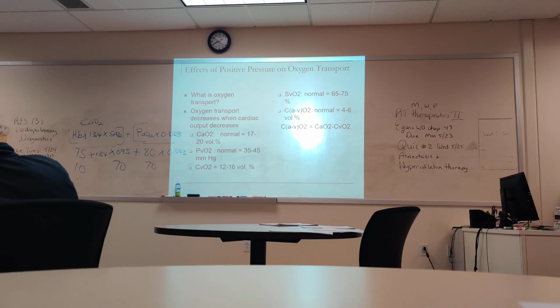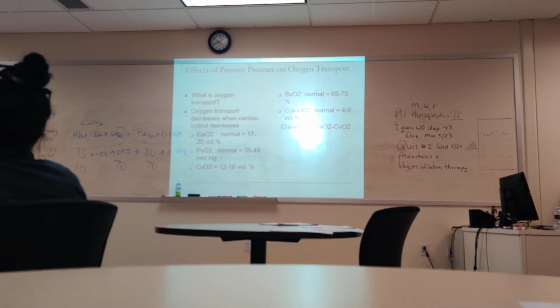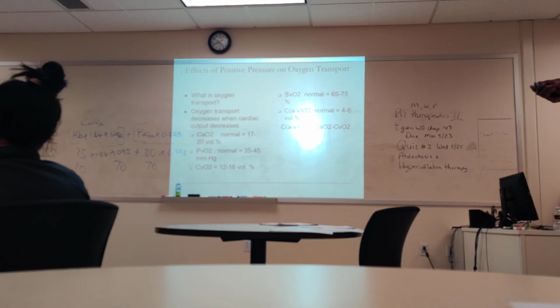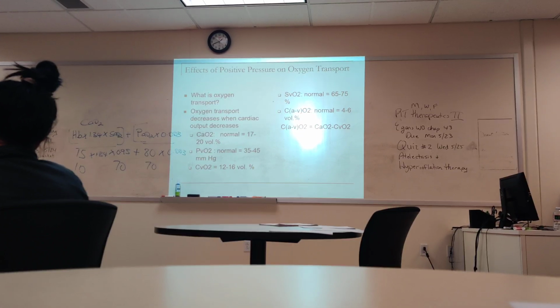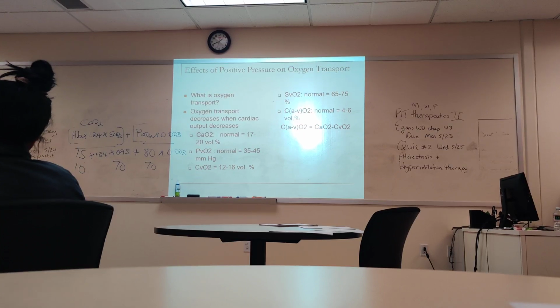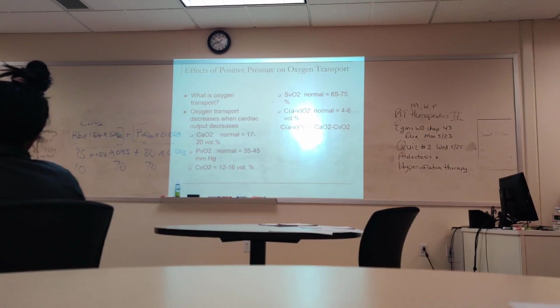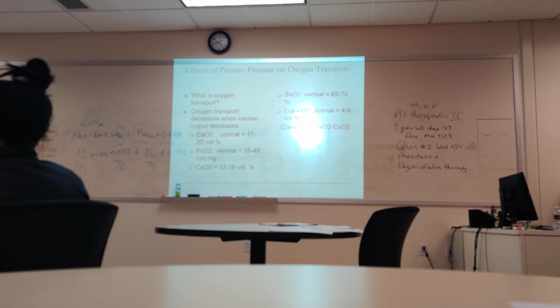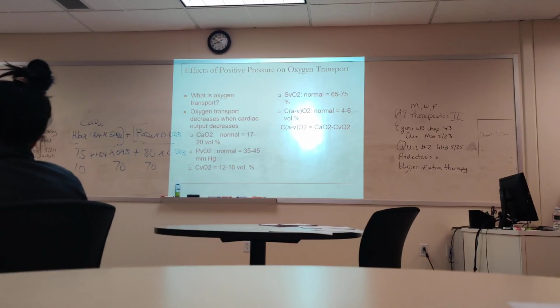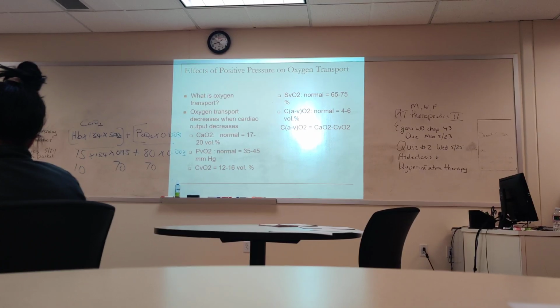If your CVO2 is decreasing, cardiac output is decreasing. Any questions about that? And then we go to SVO2, venous oxygen saturation, 65 to 75%. The amount of oxygen saturation in the venous blood. SaO2 is the amount of saturation in the arterial blood. So the venous blood is saturated with oxygen 65 to 75%. When the SVO2 is decreasing, cardiac output is decreasing.